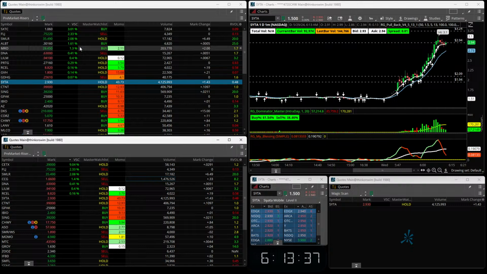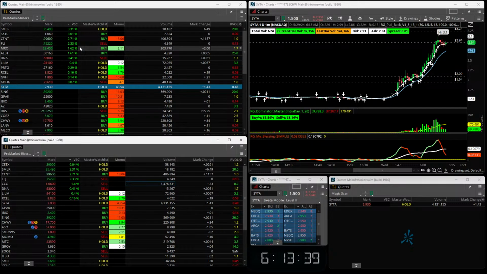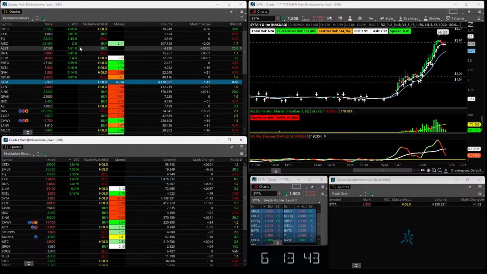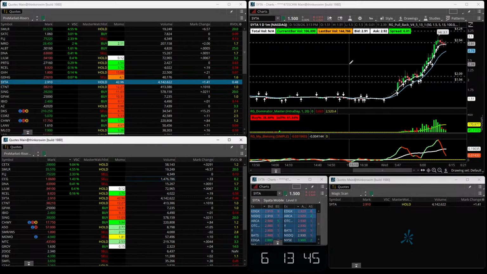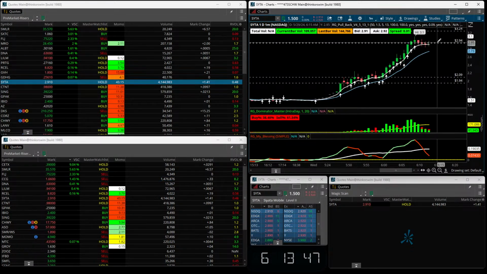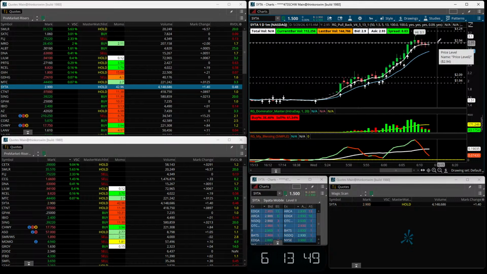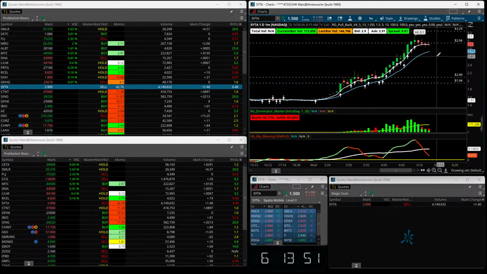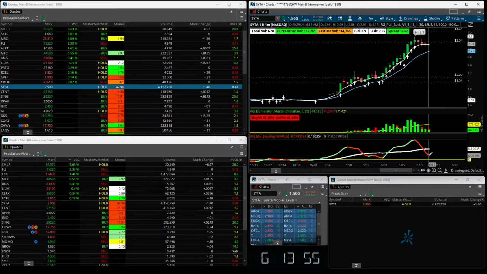SYTA holding this price level at 294. It is bumping the underside of resistance. That's this line here. We could break through. We could drop down either direction. It all depends on the buyers and the sellers.